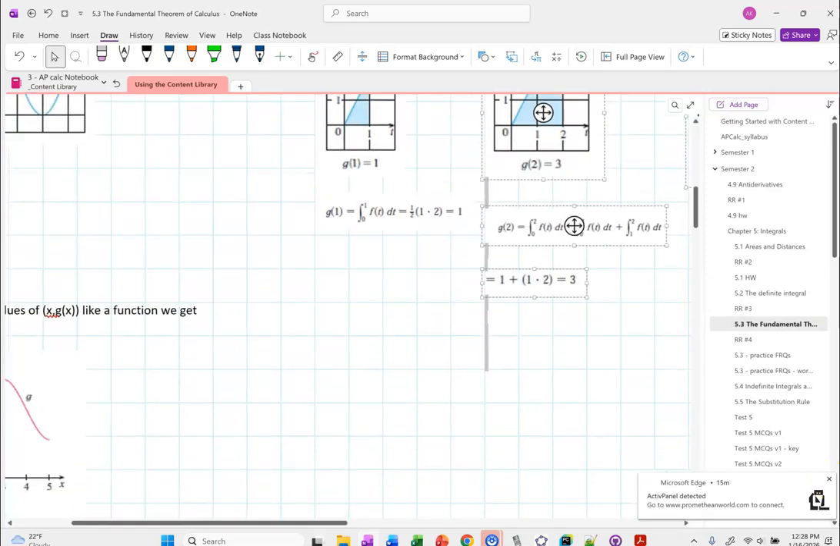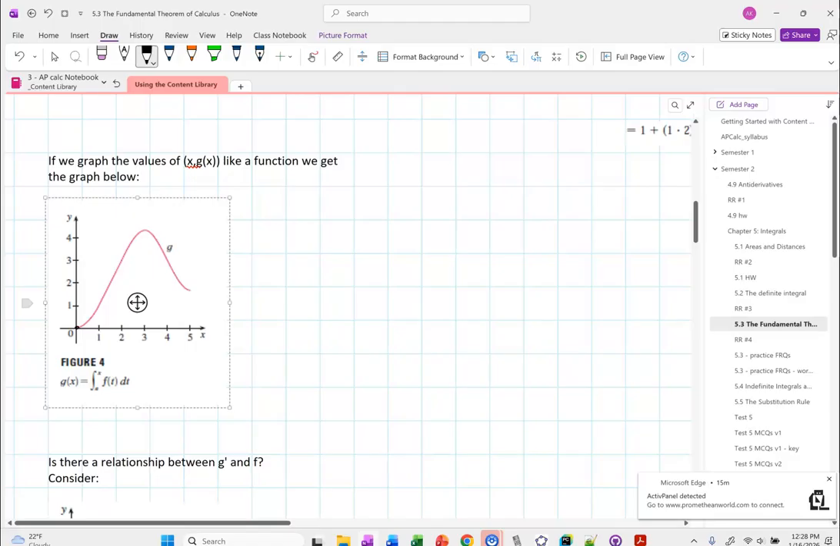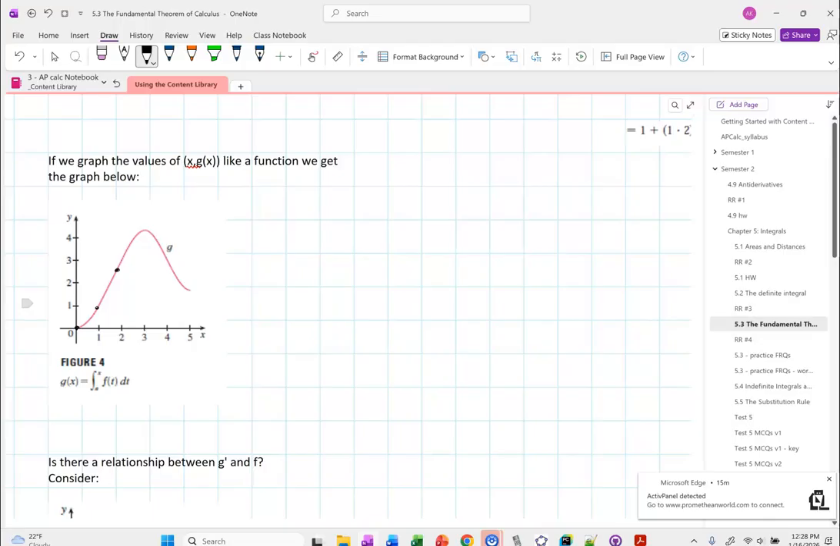Okay. So if I go ahead and plot my points, I'd like 0, 0, and 1, 1, and 2, 3, and I'm going to get a curve like this for g. So the y-axis is the area under f of t, and the x-axis is the end point for that area under the curve, right? Where we start at 0 and we're ending at 1, 2, 3, 4, 5, etc. So I get something that looks like this.